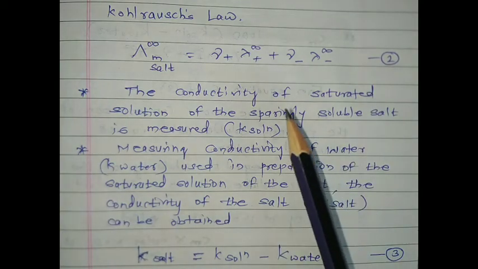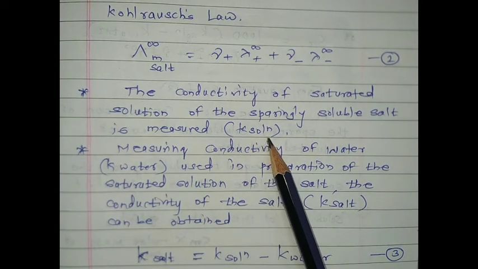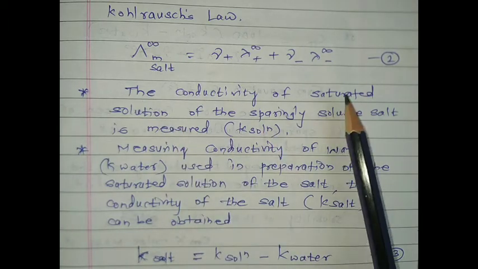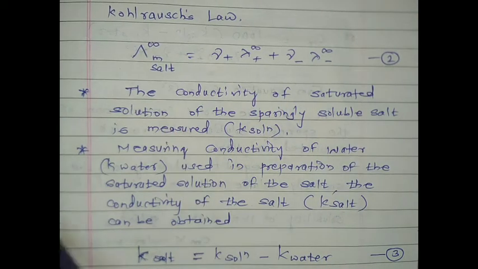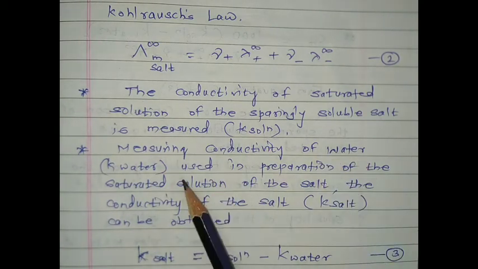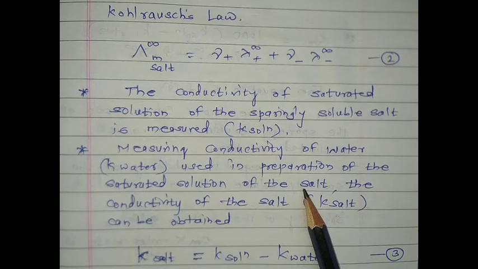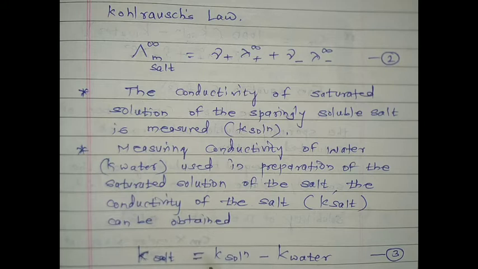The conductivity of a saturated solution of the sparingly soluble salt is measured as K solution. We also measure the conductivity of water, K water, used in the preparation of the saturated solution of the salt. The conductivity of the salt, K salt, can be obtained as K salt equals K solution minus K water. So the conductivity of solution minus the conductivity of water will give the conductivity of the salt. This is equation number 3.